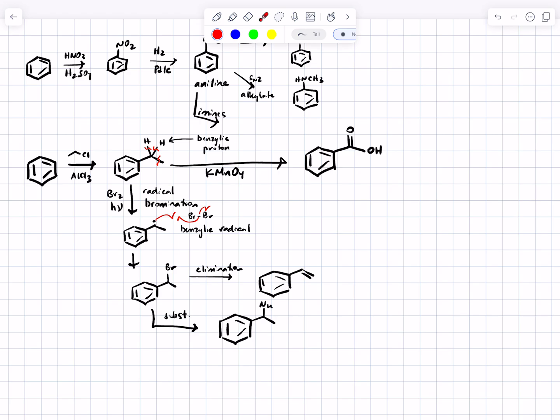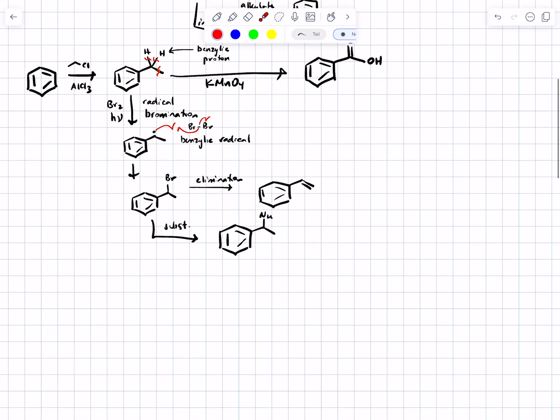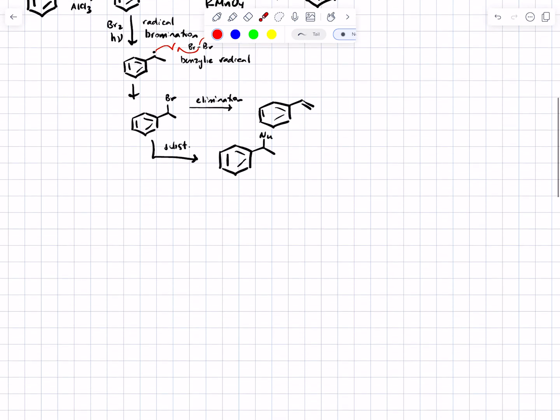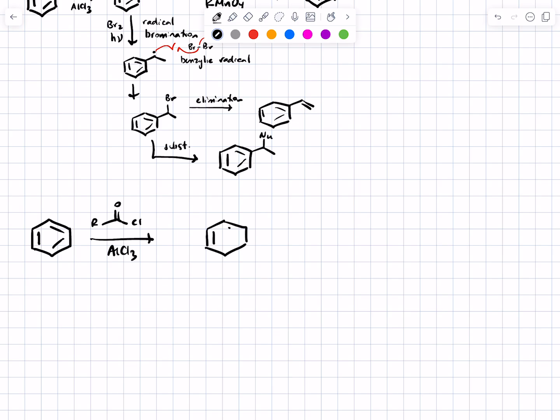All right, let's look at Friedel-Crafts acylation. This is putting on the acyl group, which is basically a carbonyl. Your starting material is an acid chloride. We'll just put an R group there. Of course, the product is this ketone. Usually the R group here is an alkyl group or an aryl group.